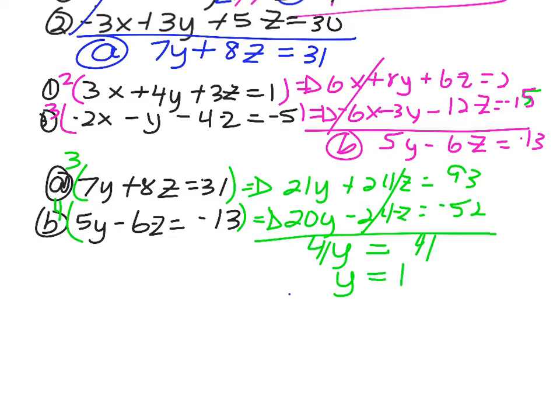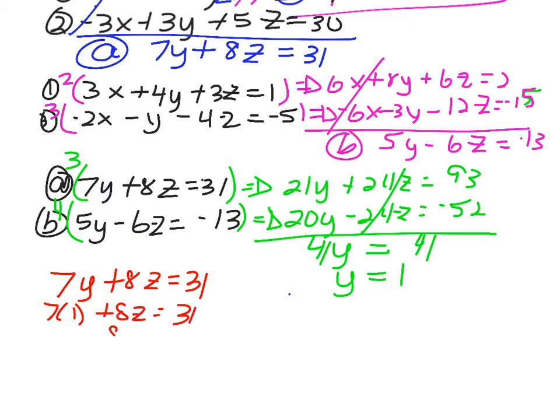Okay, so now I'm going to take y equals 1 and plug it into 7y plus 8z equals 31. So 7 times 1 plus 8z equals 31. So minus 7 from both sides, 8z is equal to 24. So z is equal to 3.